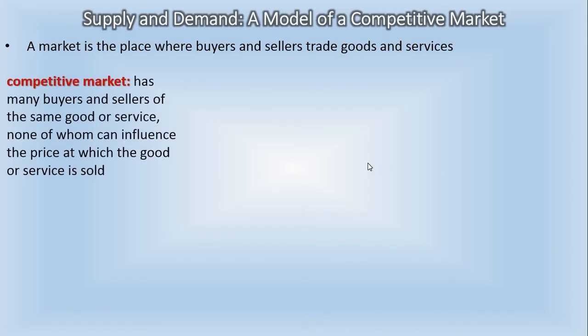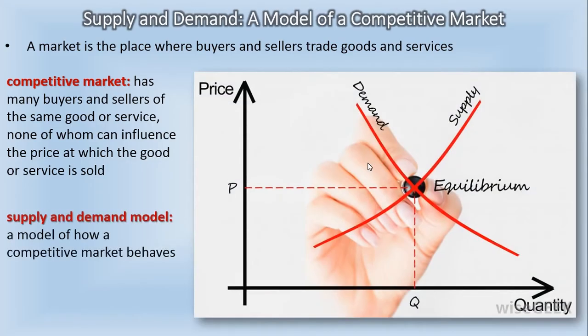A competitive market has many buyers and sellers of the same good or service, none of whom can influence the price at which the good or service is sold. And the supply and demand model is a model of how a competitive market behaves. So you've seen a version of this at some point in your life in which you have a downward sloping demand curve and an upward sloping supply curve. They meet in the middle. They establish an equilibrium for the market.